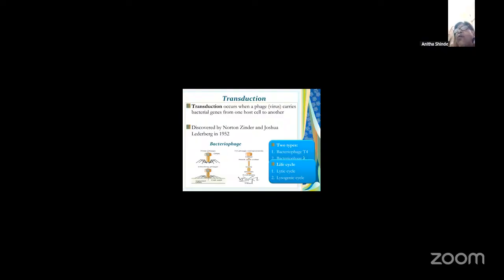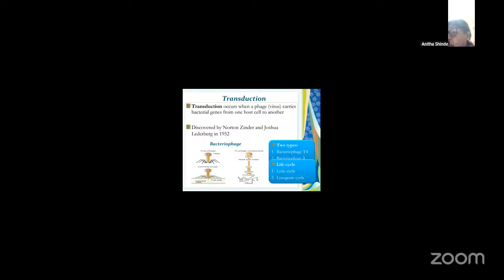There we have seen only between two bacterial strains, in conjugation as well as transformation. But in the case of transduction, you require a phage particle, that is nothing but a virus. So when a phage virus carries the bacterial genes from one host cell to another cell, then we can observe the transduction phenomenon. That is what is called transduction.